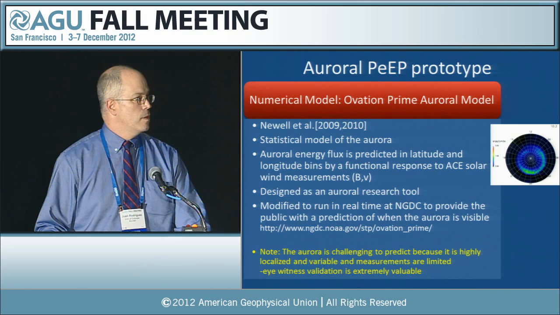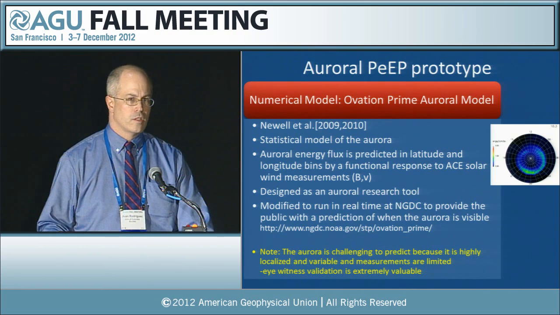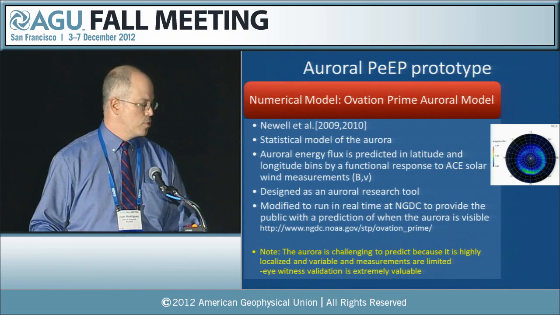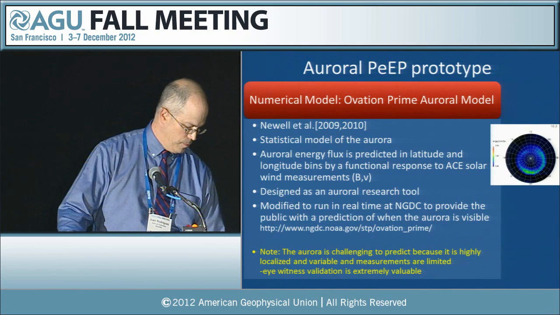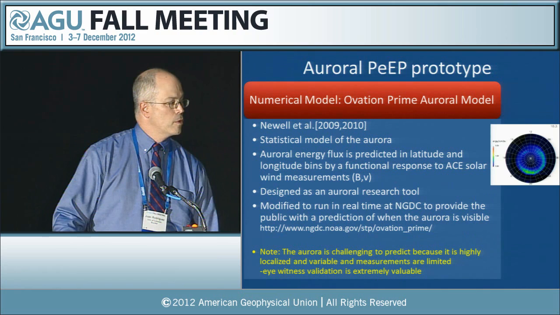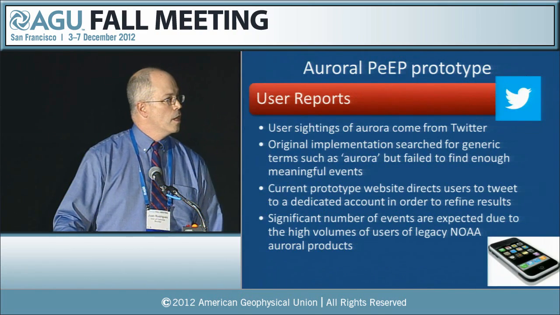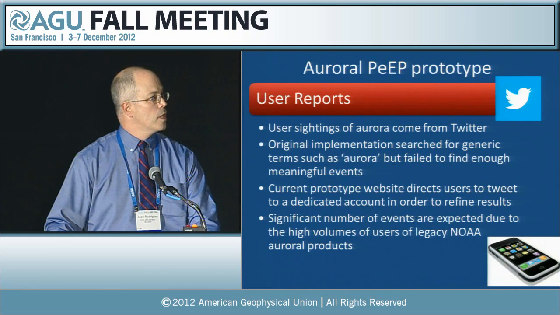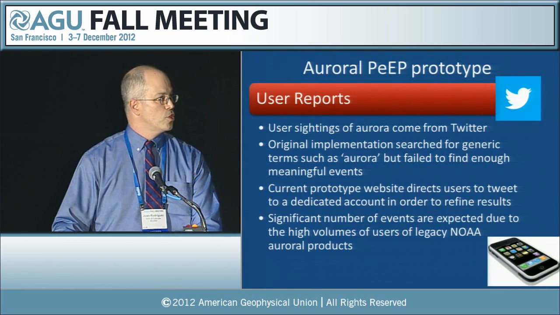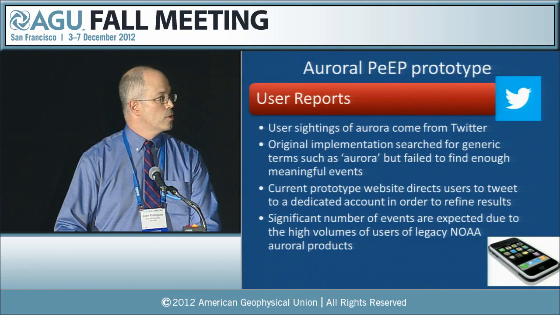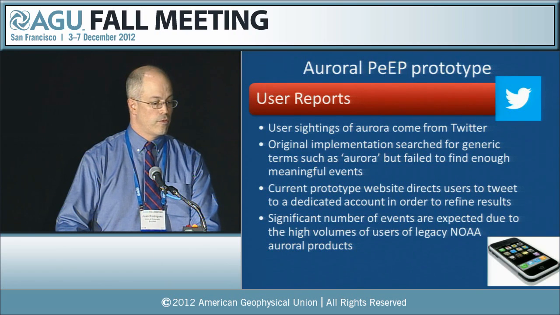Now, this is a statistical model. It tends to smear out the actual location of the aurora, and so these PEEPs can provide precise location, maybe a little more precise at times than the smeared model. Again, user reports will come from Twitter. The original implementation searched for generic terms, but this failed to find enough meaningful events, so we're looking at directing users to tweet to a dedicated account in order to refine results.